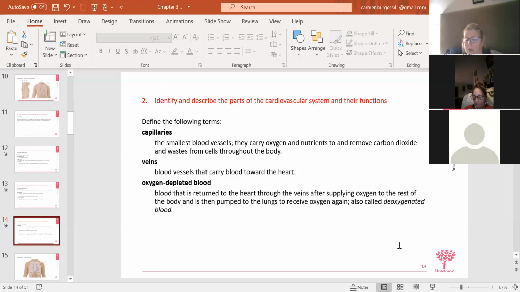Capillaries. You'll see this later on too, but when your arteries leave the heart with all that oxygenated blood, they go into your system where they get smaller. They're called arterioles, and then they eventually meet the capillaries where all this exchange takes place of oxygen, nutrients, and then they take back the carbon dioxide. So y'all know that's what's happening.